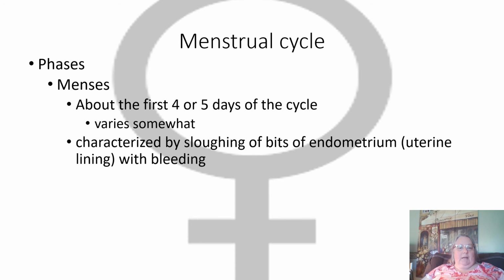The menstrual cycle starts with menses. Now, menses lasts between 4 and 5 days of a cycle. Remember that. Might vary, but this is what you will find for medical answers. It's characterized by the sloughing of bits of the endometrium lining, and that is where you would bleed for menses.